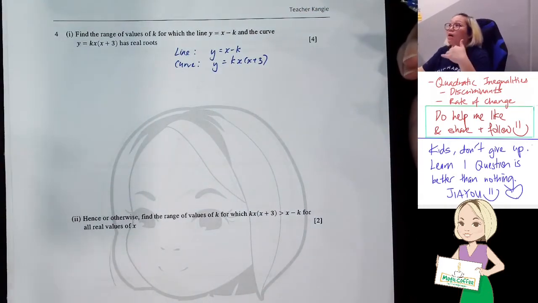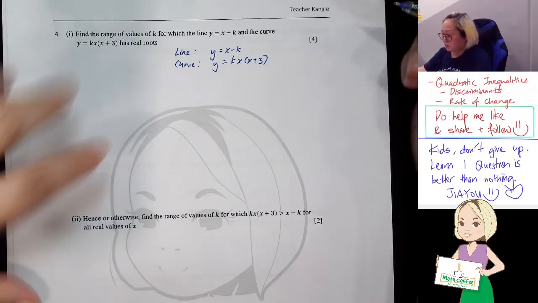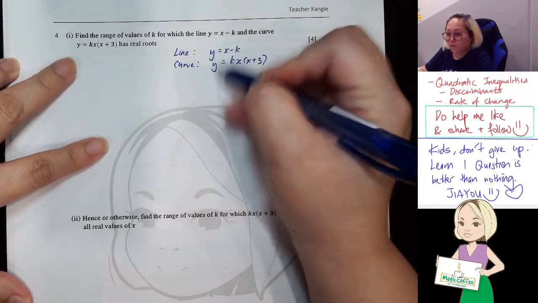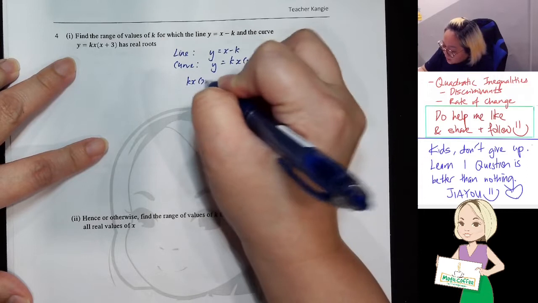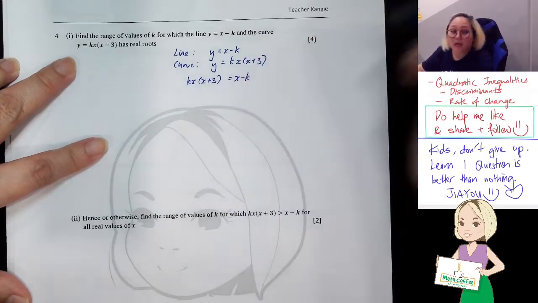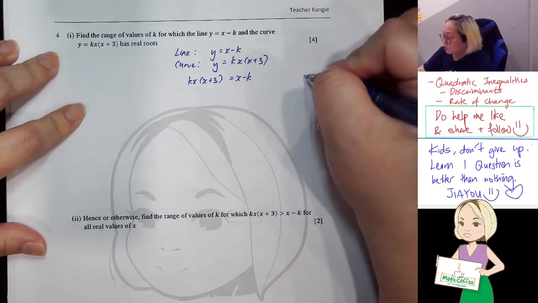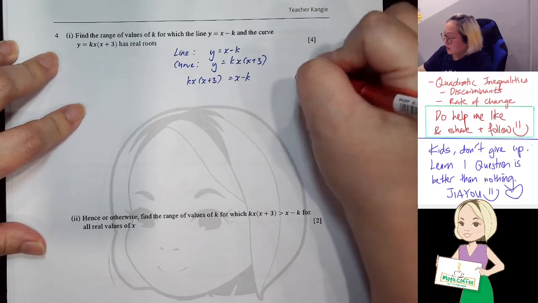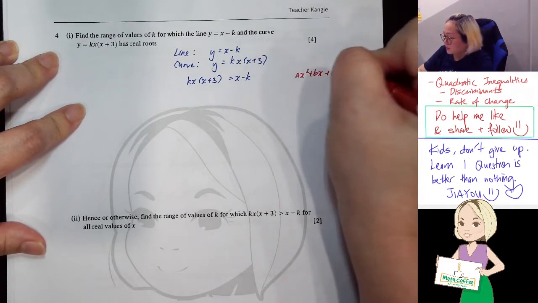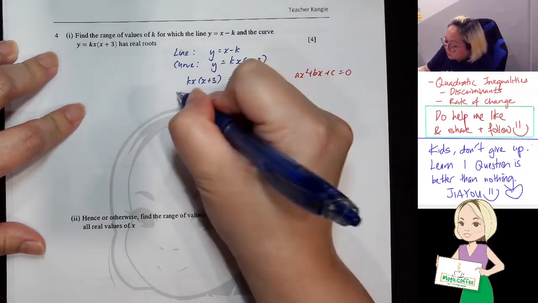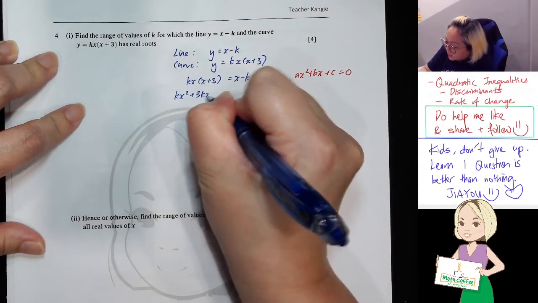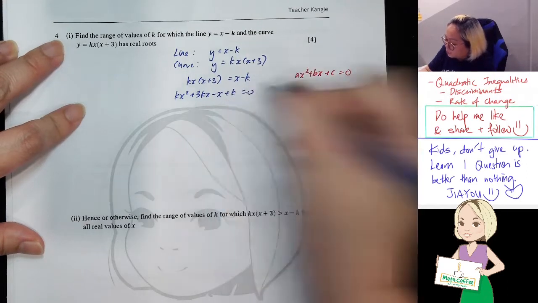If you recall, simultaneous equations are trying to find the intersection point, correct? So you also do simultaneous first. Since the left hand side is already both y, I can straight away say kx(x plus 3) is equal to x minus k. Then throw everything to the left hand side and put it into the form ax squared plus bx plus c equals 0. So I get kx squared plus 3kx minus x plus k equals 0.